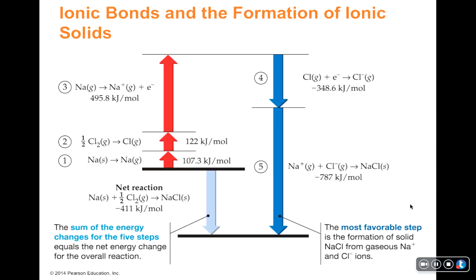The next thing we need to do is form chlorine with a -1 charge, because those, again, are the two things that are going to combine together. If we look at that one, we see chlorine gaining an electron to form chloride. And we just talked about electron affinities being the energy that's released when we add an electron to an element, and that's exactly what's represented here. So minus 348.6 kilojoules per mole is the amount of energy that's released, or the electron affinity that chlorine has. And then lastly is combining those two gaseous ions together to form that ionic solid.